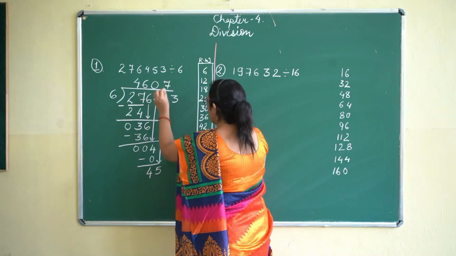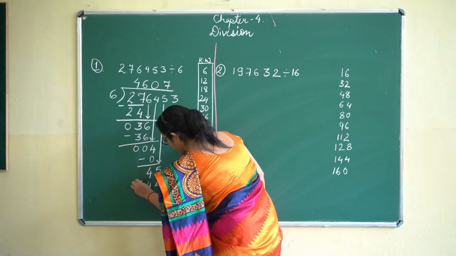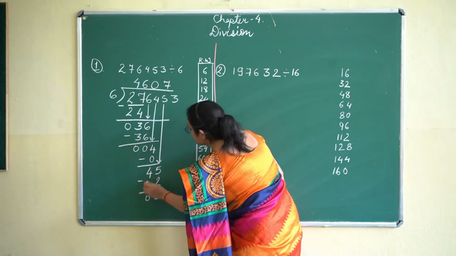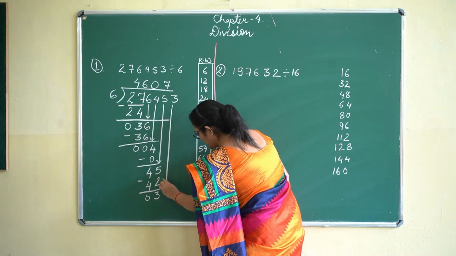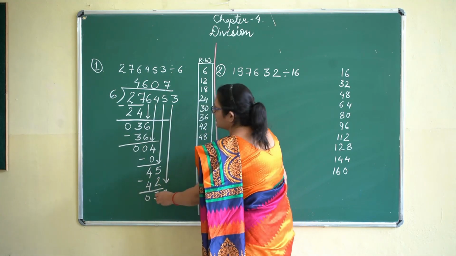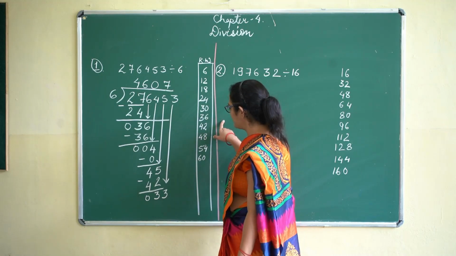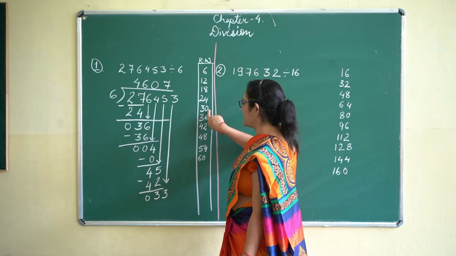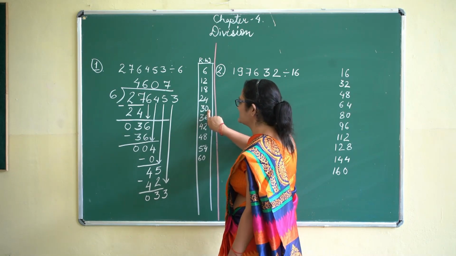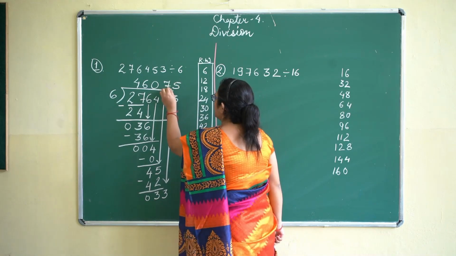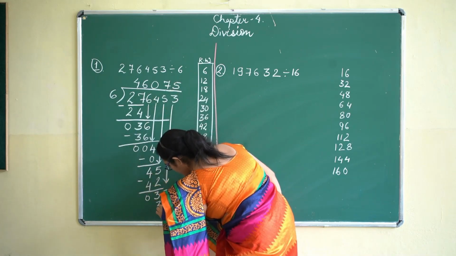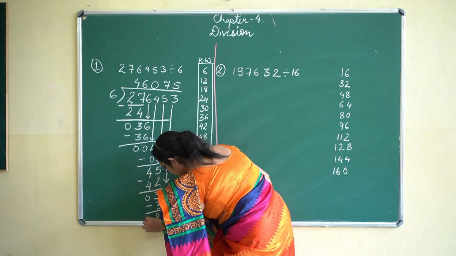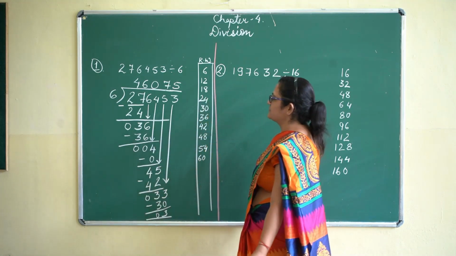6 sevens are 42. Now we will subtract. 5 minus 2 is 3. 4 minus 4 is 0. What will we bring down? 3. In the table of 6, 33 doesn't come. We will take a smaller number than 33, that is 30. 6 fives are 30. Now we will subtract. 3 minus 0 is 3. 3 minus 3 is 0. In this way we will do the division.